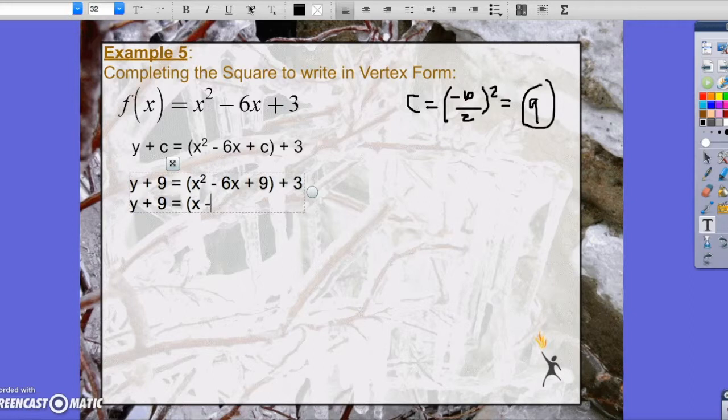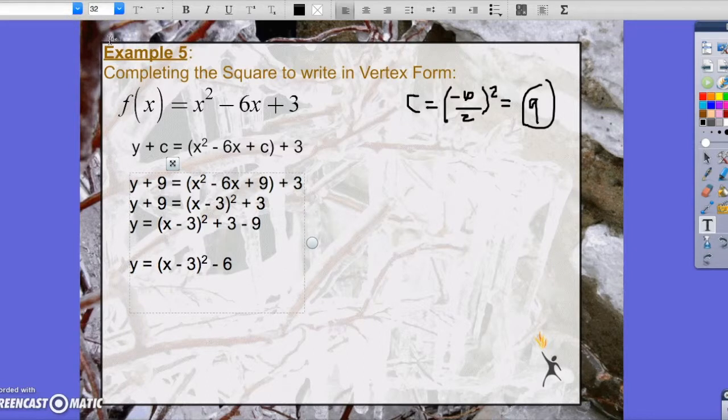I need to factor. This is x minus 3 quantity squared. And I factor. And one last thing here, we want y by itself, so we're going to move 9 over as a negative 9 to the other side. It's going to get attached at the end of the positive 3. So when we simplify, my final answer is going to be y equals x minus 3 quantity squared minus 6. And that's in vertex form, right?